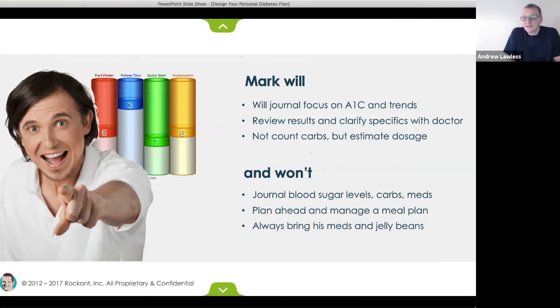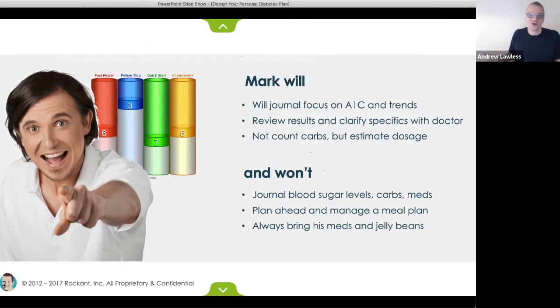I review those A1C results and discuss them with my doctor and explore what I need to do. And I also will not count carbs when I eat, but I will estimate my dose. Meaning I will look at my plate and say, this is about 3 units of insulin, for example, rather than saying there's approximately 45 grams of carbs, and that's why I need to inject that much insulin. This profile also tells me that I won't journal my blood sugar levels on an hourly basis.